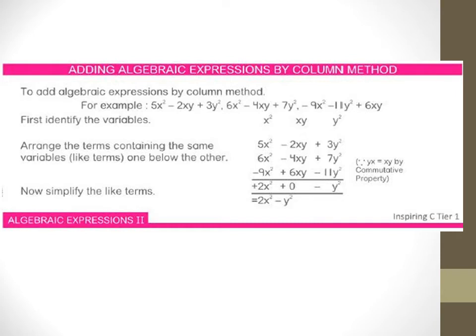This is the same method that we used for integers and whole numbers, but here there are variables also. Look at the columns. Throughout the column the variables remain the same. We are doing the calculation with the like terms only.